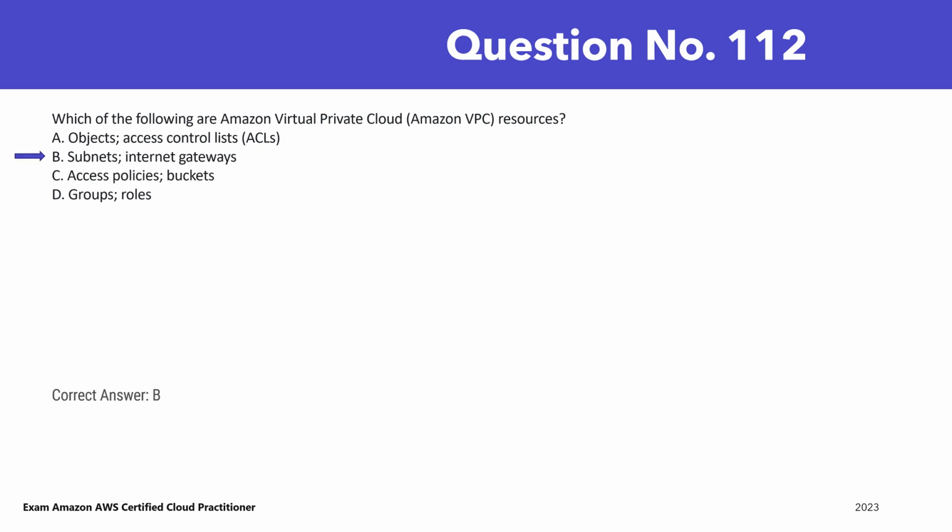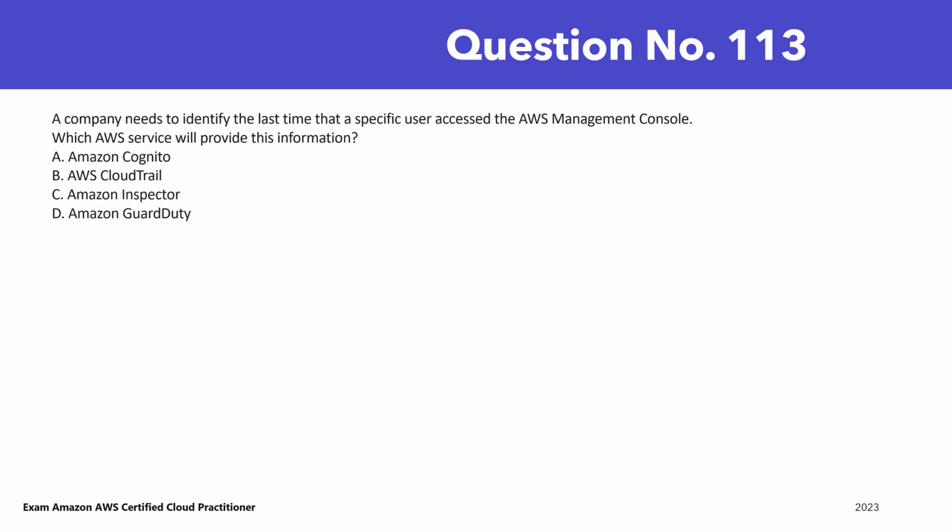Correct answer, B. A company needs to identify the last time that a specific user accessed the AWS Management Console. Which AWS service will provide this information? A. Amazon Cognito. B. AWS CloudTrail. C. Amazon Inspector. D. Amazon GuardDuty.